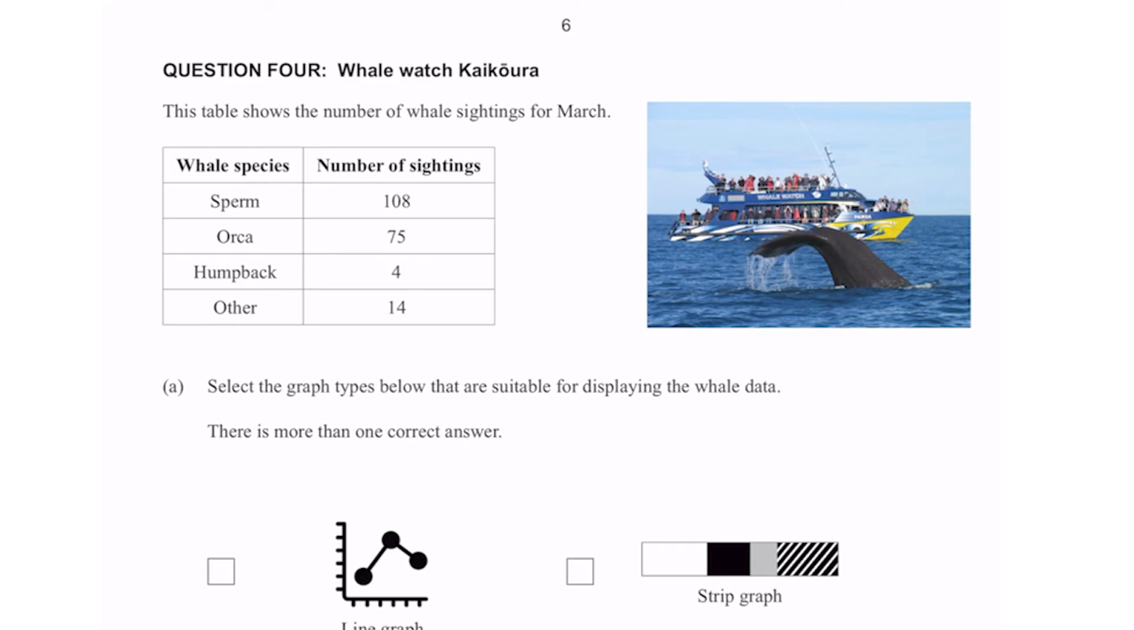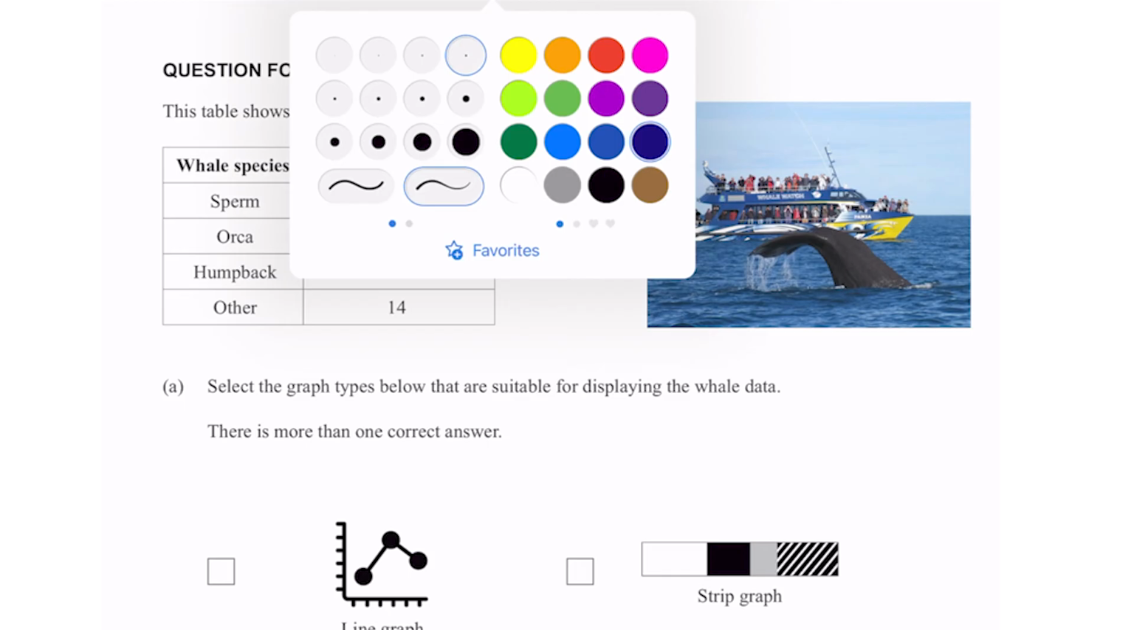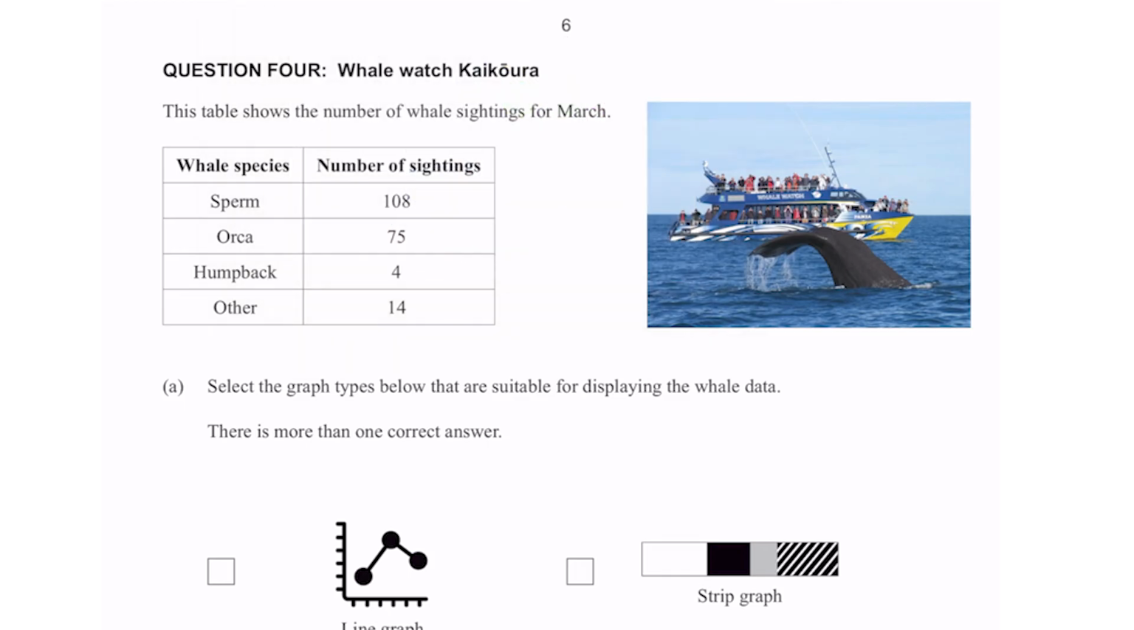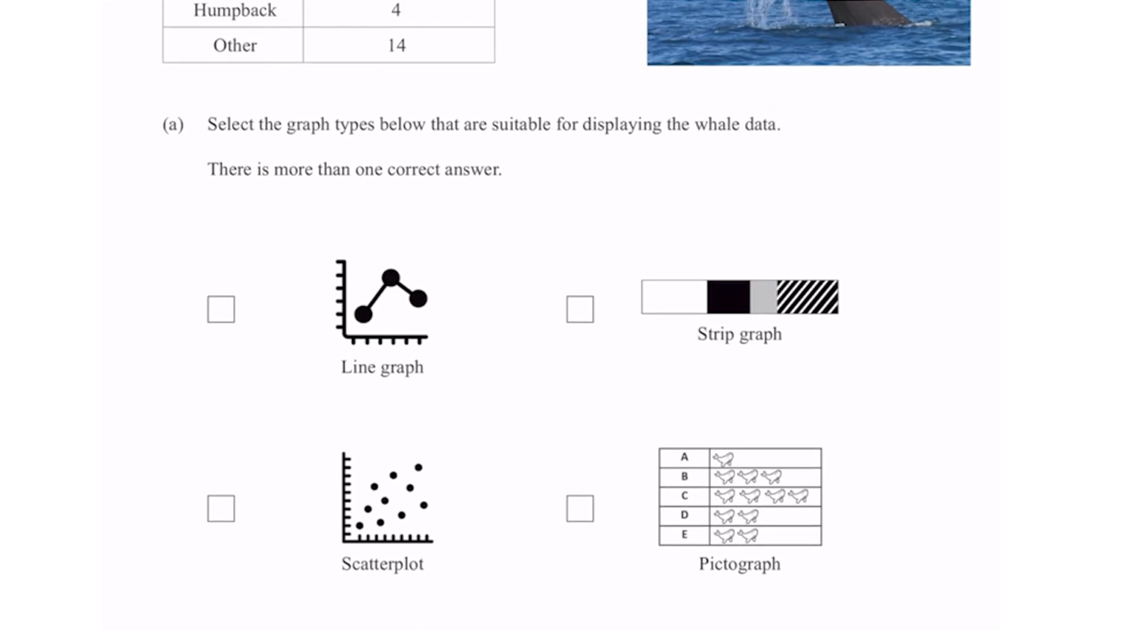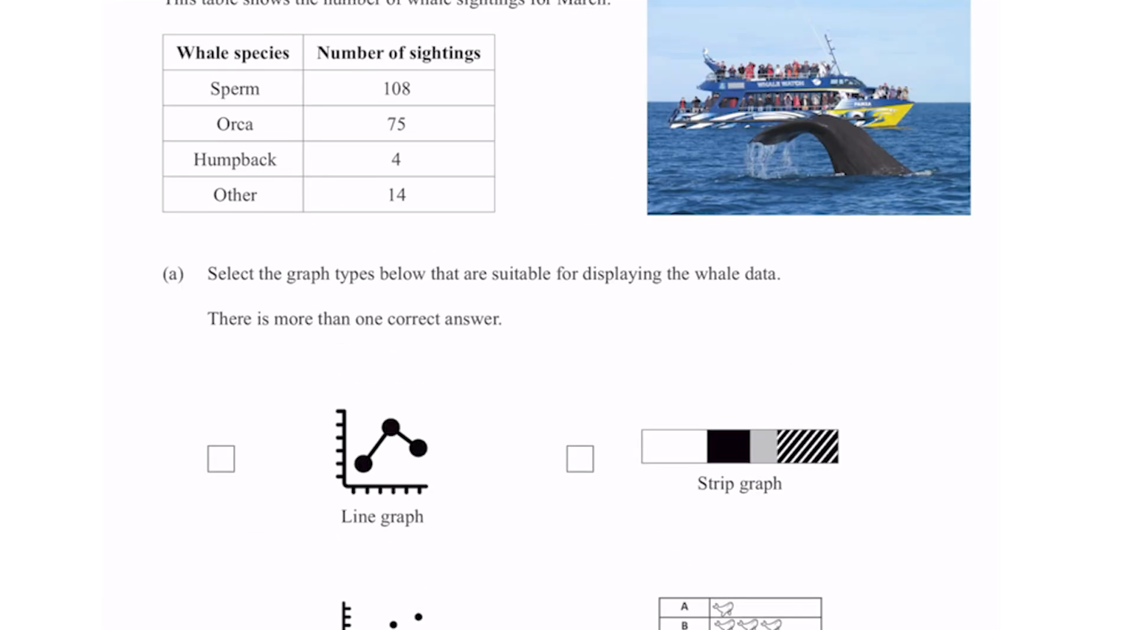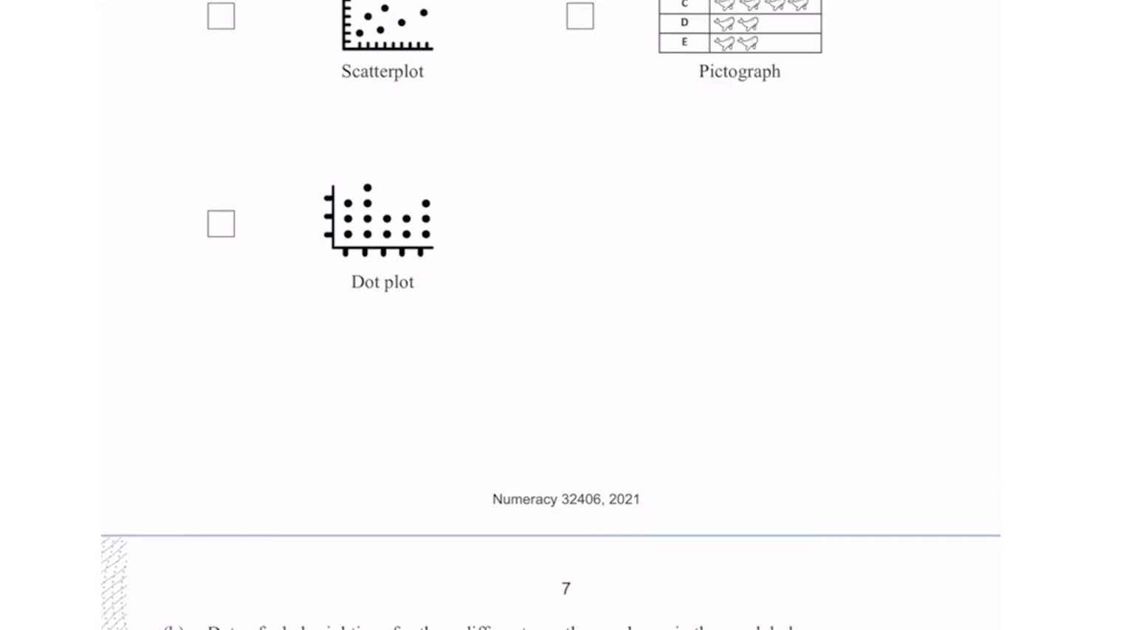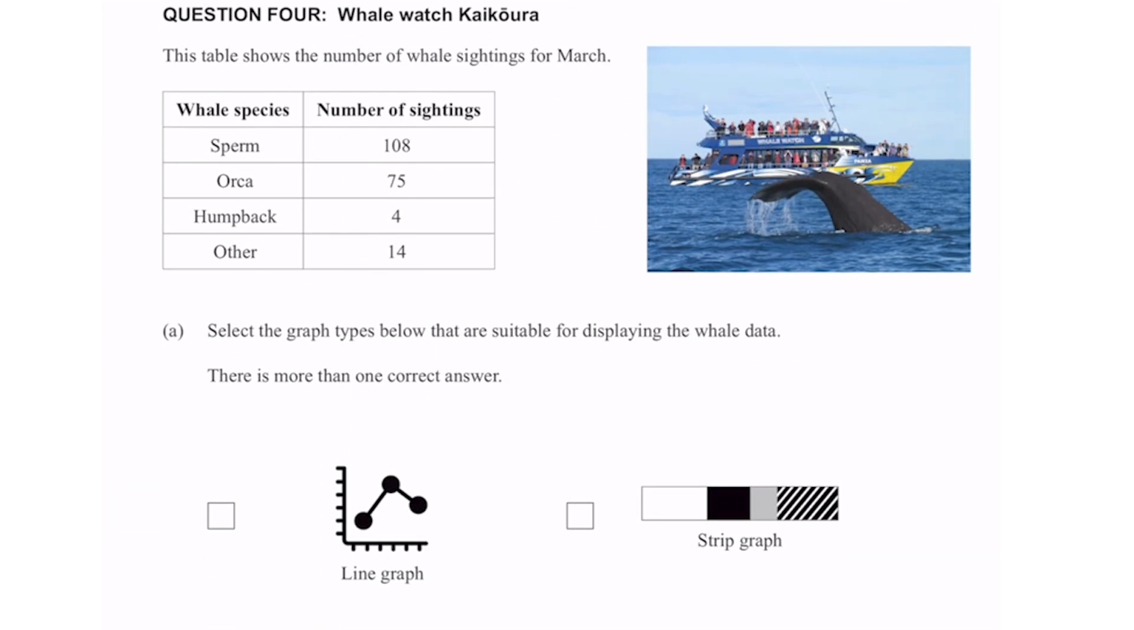Alright, let's look at question 4. We're looking at whale watching. We've got a table here which shows the number of whale sightings for March, with different whale species and the number of sightings. Part A, select the graph types which will be suitable for displaying the data in the table, and there is more than one correct answer. I'll go through each type of graph and explain why or why not it would be suitable. But first, let's look at what kind of data we have.